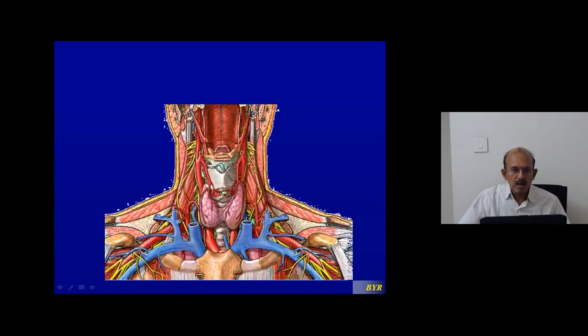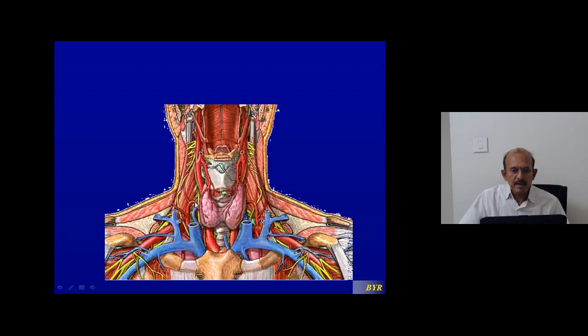And you can see the arteries now. Here we don't find the inferior thyroid artery accompanying the inferior thyroid vein, but the inferior thyroid artery is situated on the lateral and posterior side. And this is the superior thyroid artery. The superior thyroid artery arises from the external carotid artery. This is the first branch of the external carotid artery.